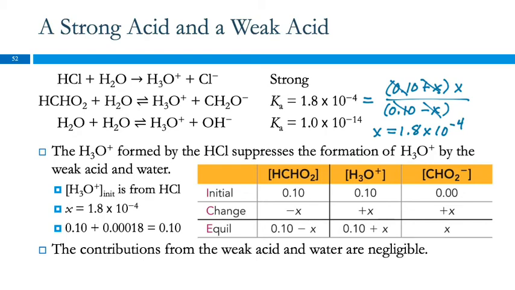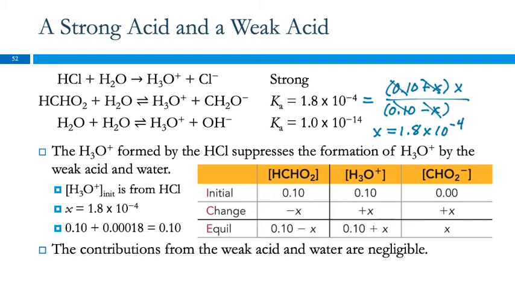Yes. How does hydronium become a 0.10 again? Because I have this strong acid. So I have 0.1 molar HCl, and it ionizes completely. So that's where the 0.1 molar initial concentration is coming from.